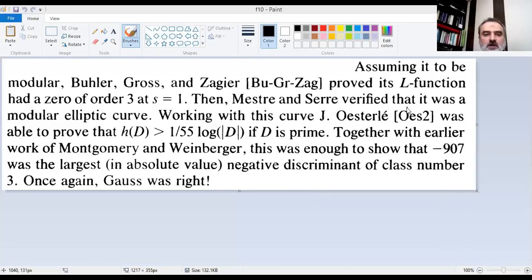Now, assuming that it was modular, Buhler, Gross, and Zagier showed that its L function has a zero of order 3, and Mestre and Serre verified that it was a modular curve. So Oesterlé was able to prove, using this curve, that h of d is greater than 1 over 55 log absolute d for prime discriminants. And this was enough, using results of Montgomery and Weinberger, to show that -907 indeed was the largest negative discriminant of class number 3. So again, Gauss was right.